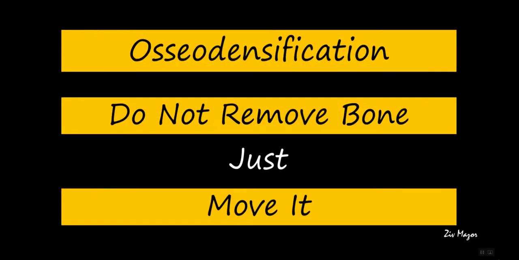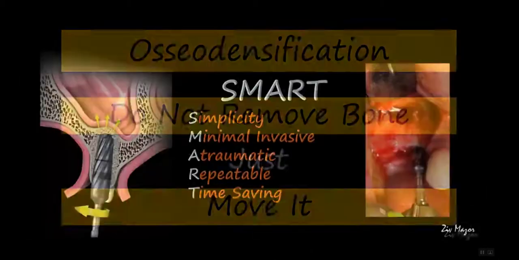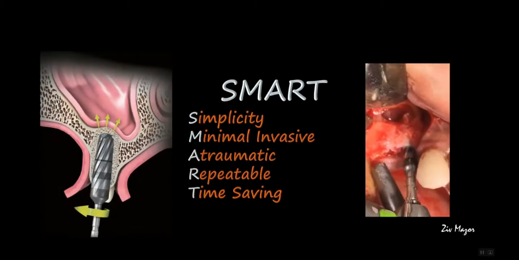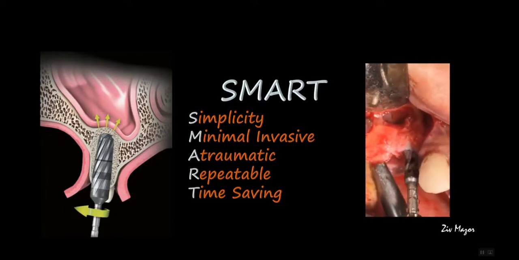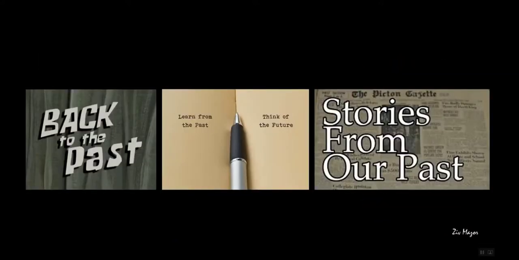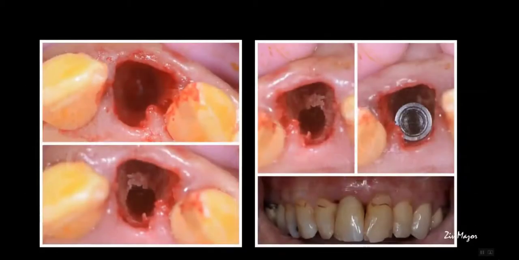So with osseodensification, do not remove the bone, just move it. I call it a smart procedure because of the simplicity, minimal invasive, atraumatic, repeatable, and time-saving. So if we look at the past and the future, no doubt that we wouldn't be able to do this type of osteotomy with a regular standard burr. I mean, with a regular standard burr, you take the bone out, you would never be able to shift or move the bone as you see here in this slide.